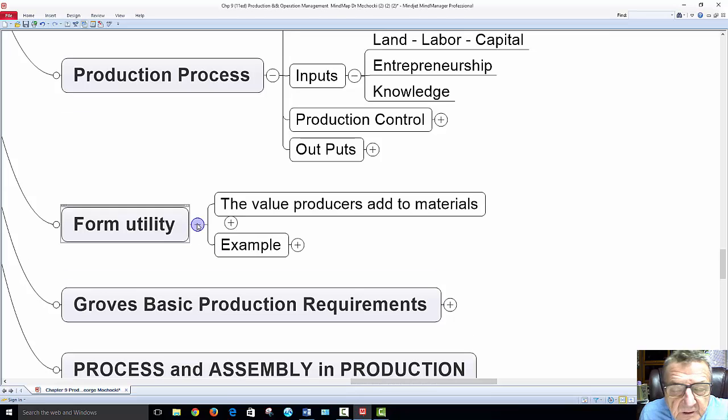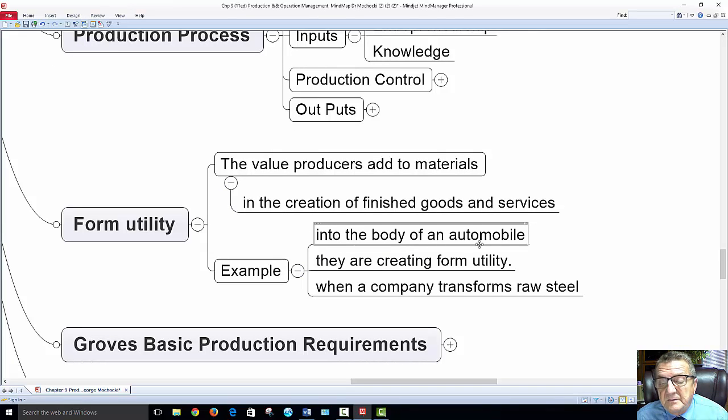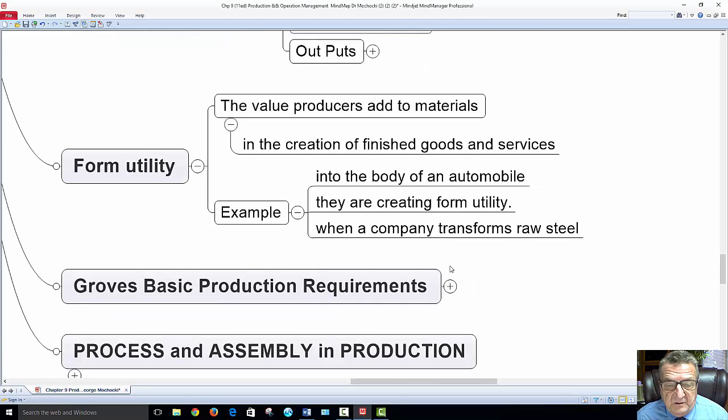Okay, now form utility. When I'm looking at form utility, there's time utility, form utility, place, and possession utility. Those are utilities. But if I'm looking at form utility, how do I take a process and change it into something that's cost effective and still marketable? The value producers add to materials. The creation of finished goods and services. An example is the body of an automobile: they are creating form utility when a company transforms raw steel.